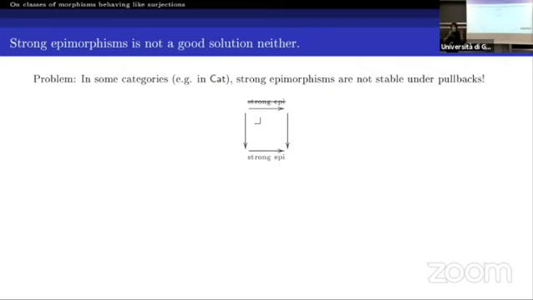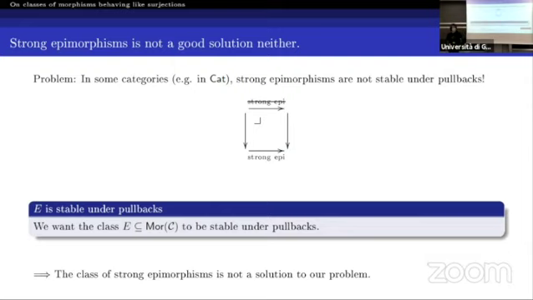And this phenomenon is exactly what I said: it's an interaction between the class E and finite limits. And therefore, I'm going to ask that the class is stable under pullbacks, and therefore the class of strong epis is not going to be a solution.